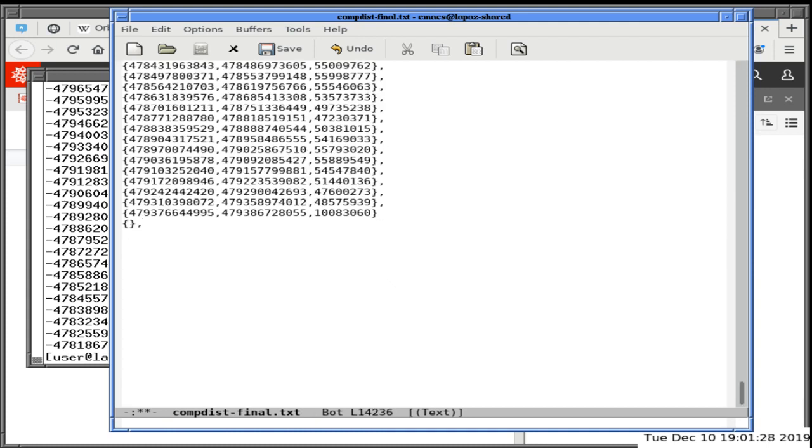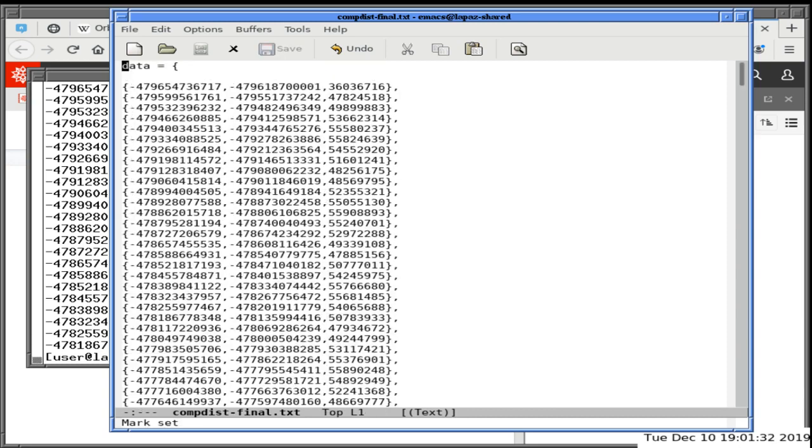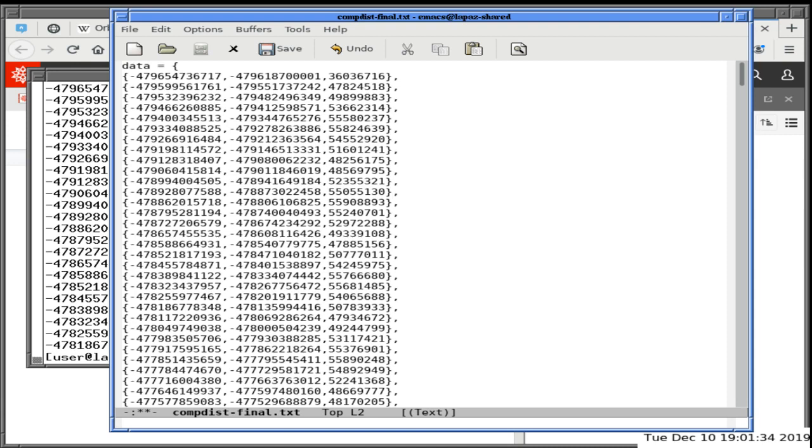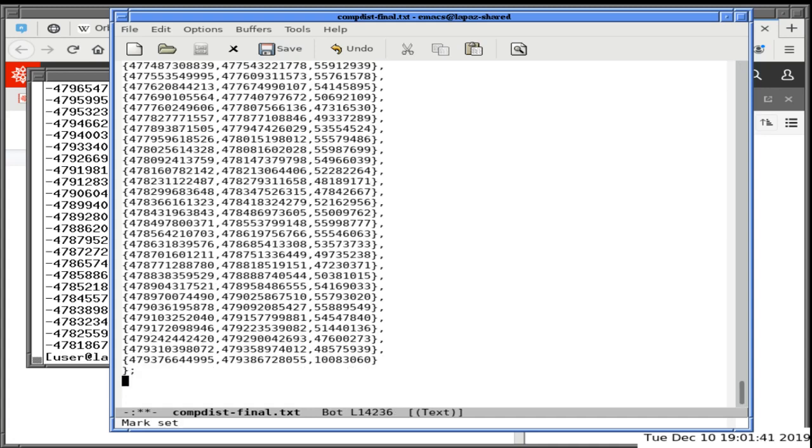So not ideal. No matching parentheses found. Well, don't know what to tell you. Data equals this, all the way to the end, and this. This is 14,236 lines. So honestly, I don't know if it's going to be able to cut and paste.